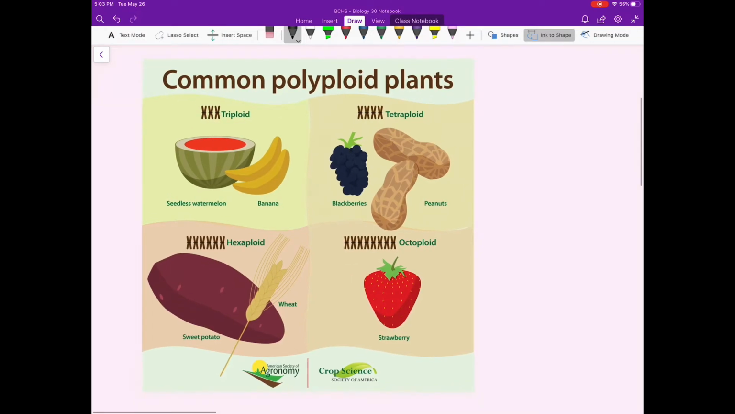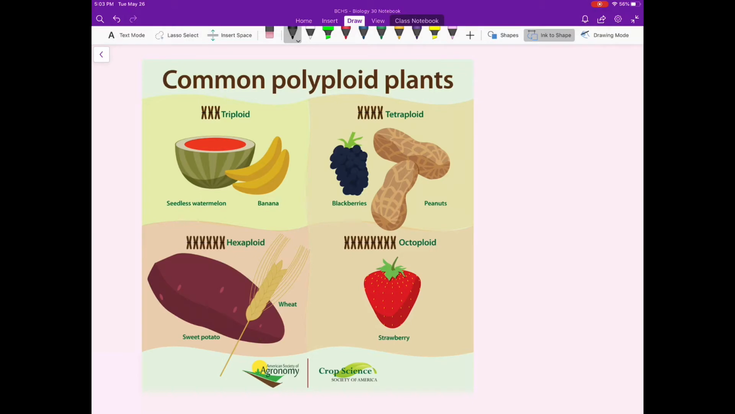For example, plants are very commonly polyploid. Polyploid means, poly means many, and ploid means how many copies of chromosomes you have. For example, watermelons and bananas are both seedless and both have 3 copies of chromosomes, hence called triploid. Blackberries and peanuts have 4 copies, so are tetraploid. Sweet potatoes and wheat are hexaploid for their 6 copies, and strawberries can be up to octoploid.